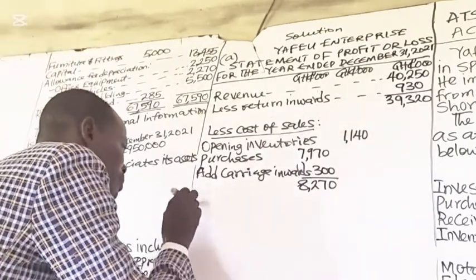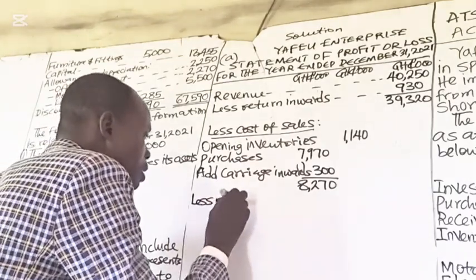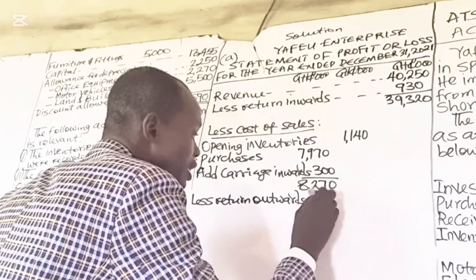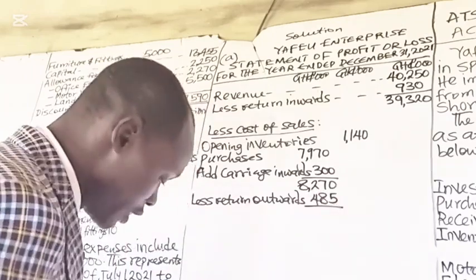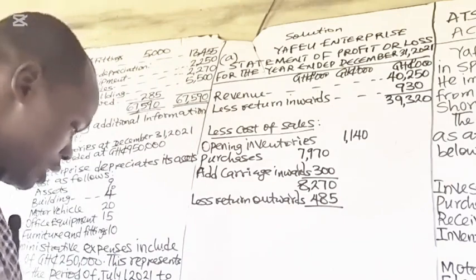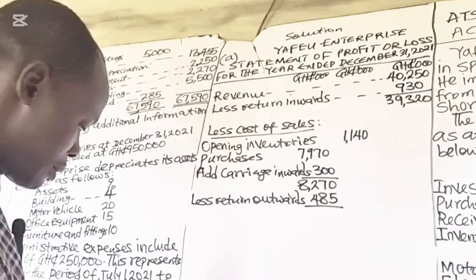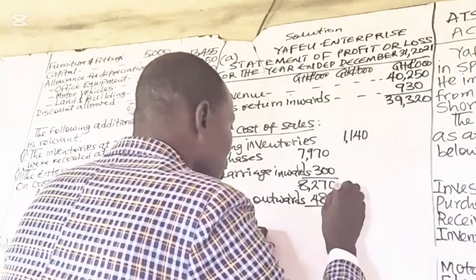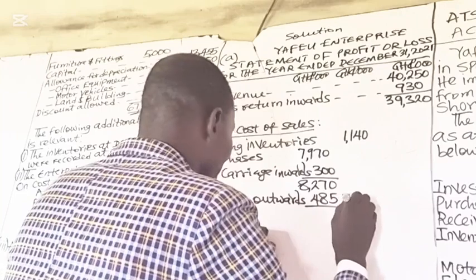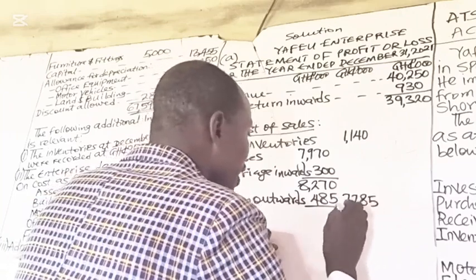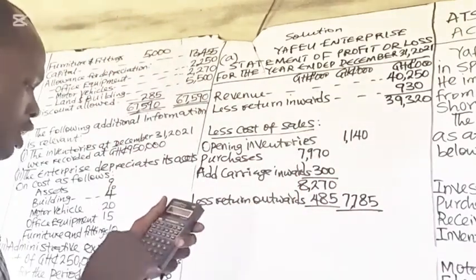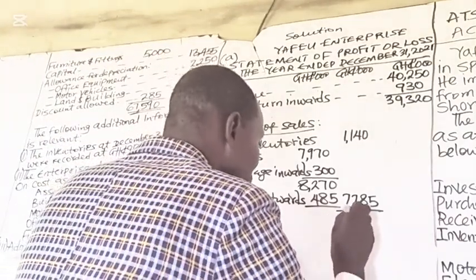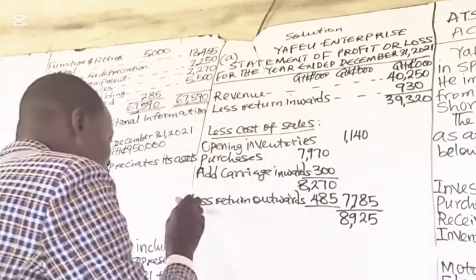So let's take return outwards. We have return outwards of 485,000 Ghana cedis. If you deduct the goods returned of 485, you'll be left with 7785. If you now add this to your opening inventories of 1140, then you arrive at the cost of goods available for sales of 8925. This is the cost of goods available for sales.